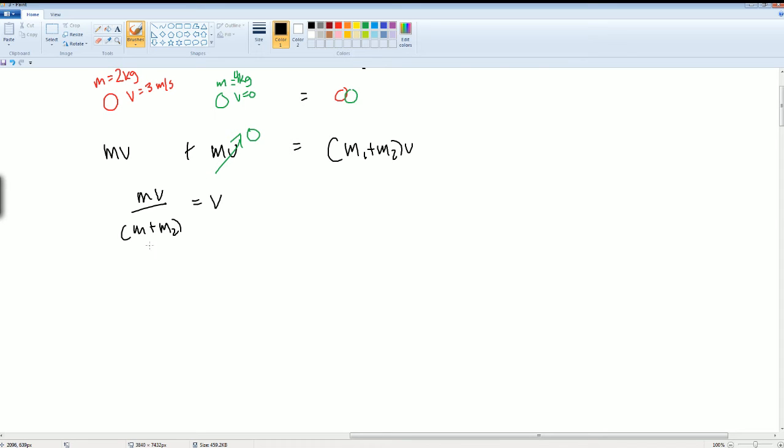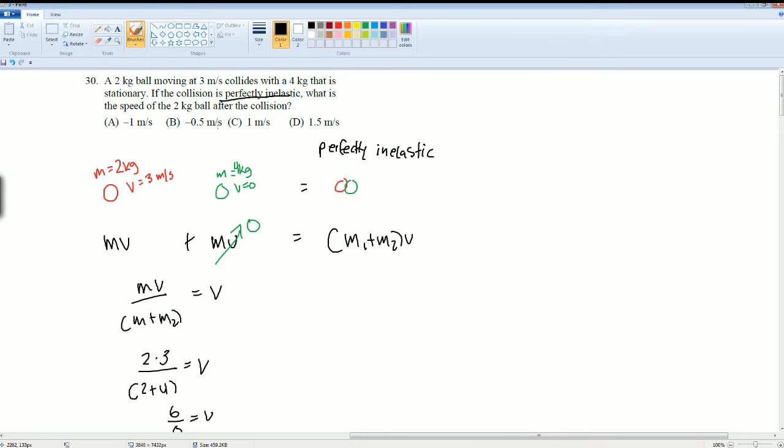Okay. So plug it in. 2 times 3 is over what? 2 plus 4 is the v. So that's 6 over 6. So velocity is just 1 meter per second. It's right here. Right. It's positive.